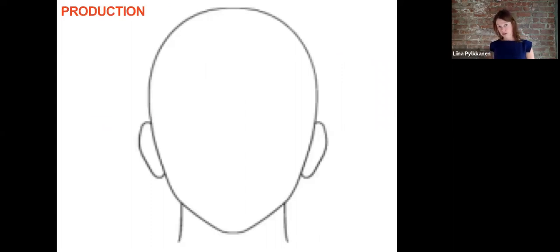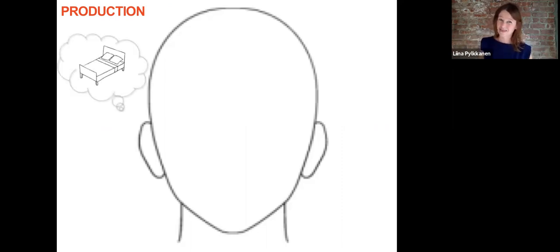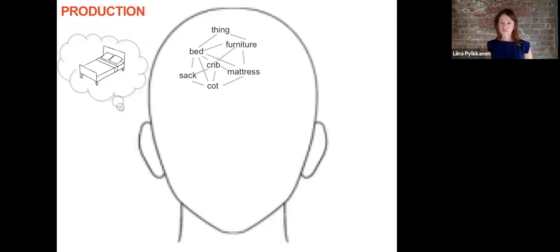What about in production then? So now the starting point is, of course, the meaning, not the sound. So you want to express something. Let's just say you want to express this idea. So you want to externalize this kind of concept. Well, there's a lot of different ways that you could describe this particular object. You could, of course, call it a bed, but you could call it a thing. You could call it furniture. You could call it mattress, we see a mattress there, sack, and so forth. Lots of different ways to talk about this thing.